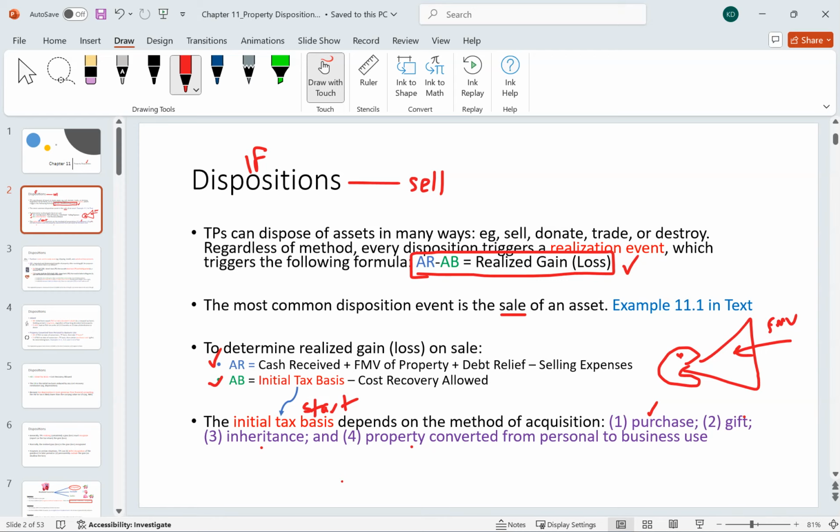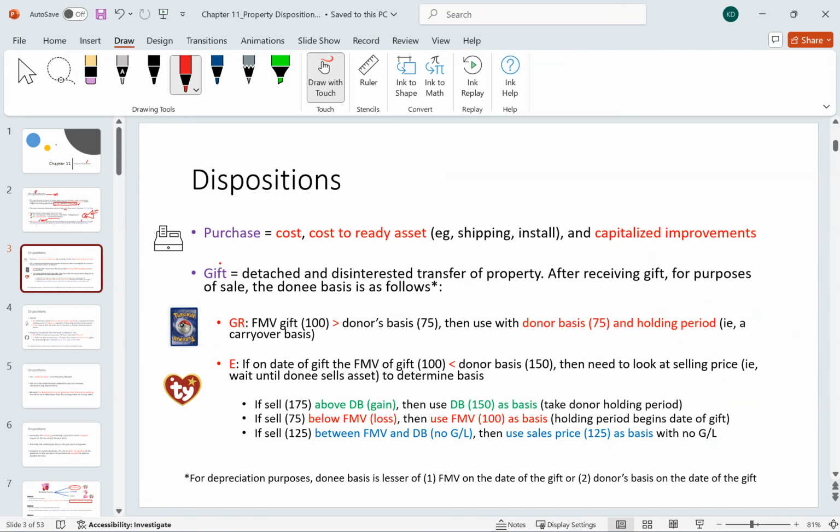You could get it as a gift. You could inherit it. It could be something you use in a personal capacity that you convert to a business use. You've got to remember here, we're typically talking about a Schedule C taxpayer who has business property. That's when this would come into play, because if you're going to take depreciation on something, it's got to be a business use asset. In 1040 land, if you just sell a stock, it'll be amount realized minus adjusted basis, but you're not going to depreciate that stock. It's not a business use asset. All right, so we said when you have a disposition event, it triggers the amount realized minus adjusted basis.